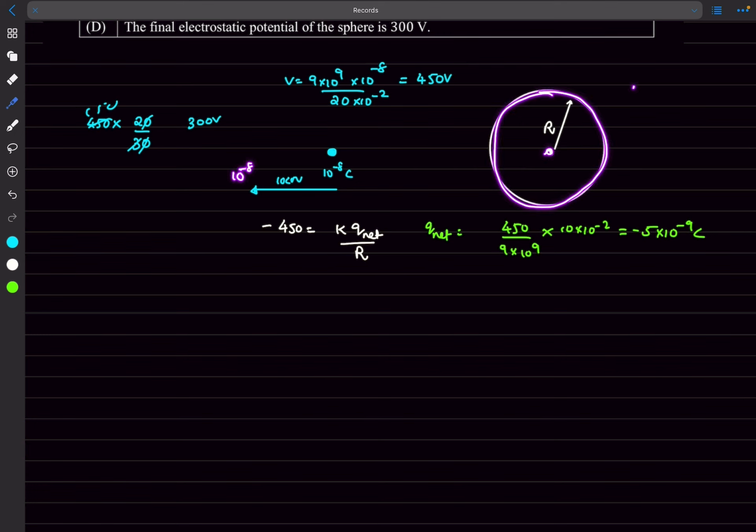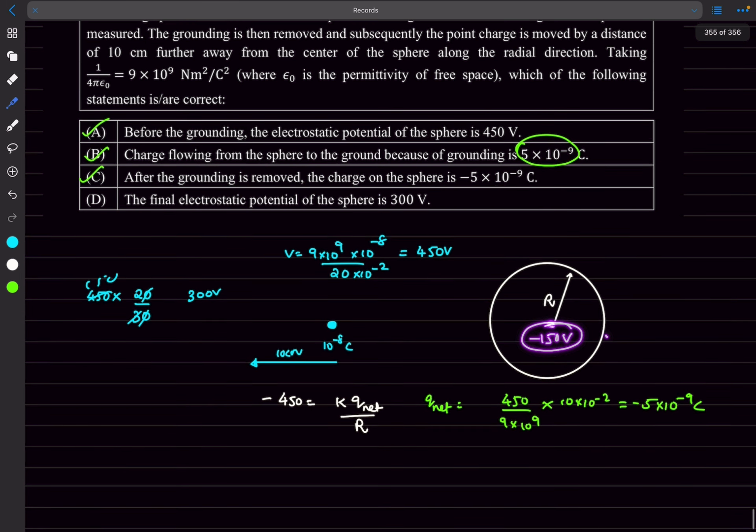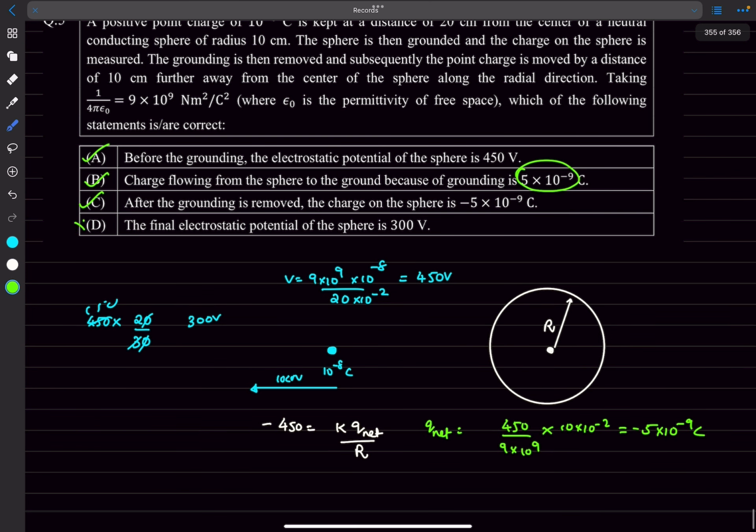And because of the original charge distribution of minus 5 into 10 to the power minus 9, it will be minus 450 volt. So the final electric potential at the center will be minus 150 volt. Okay, so the minus 450 by the sphere and the plus 300 by the point charge. Finally, it will be minus 150, not 300. So this is going to be wrong.